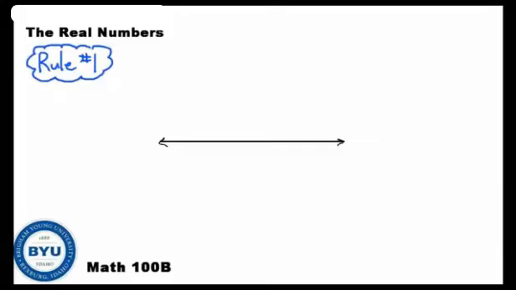So we now want to discuss the rules that are associated with the real numbers. There are three rules that no matter what you can do with any real number. And the first rule is that you can graph any real number on the real number line.